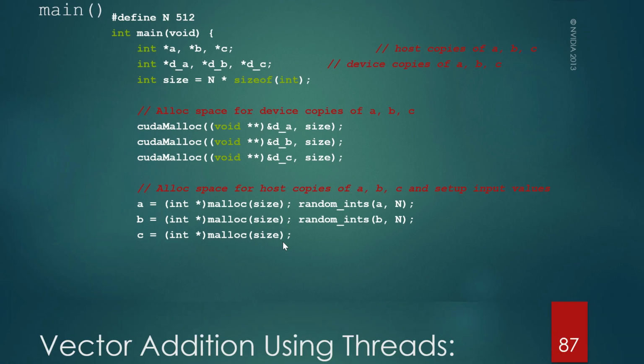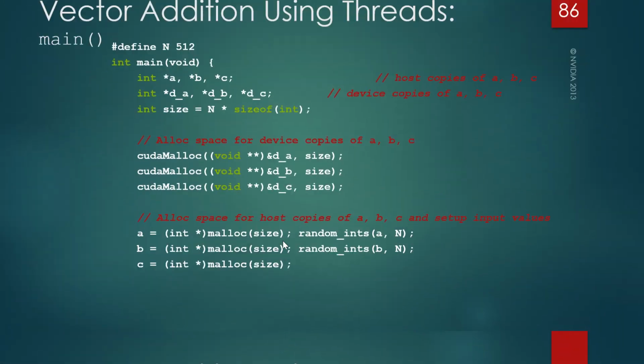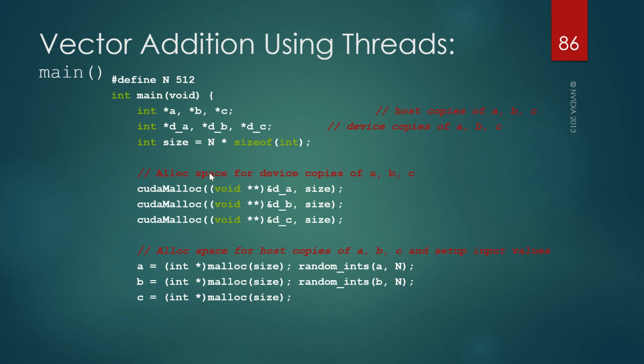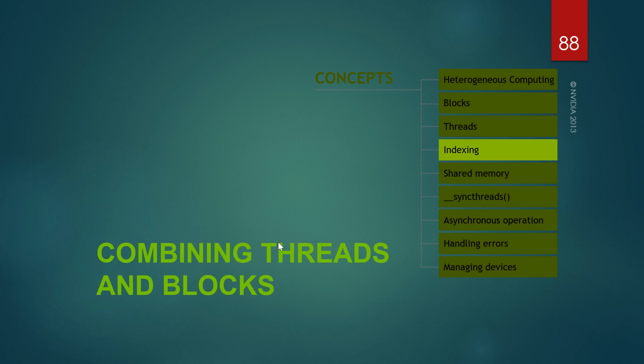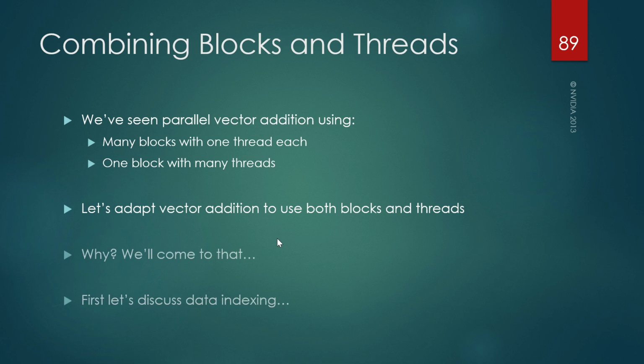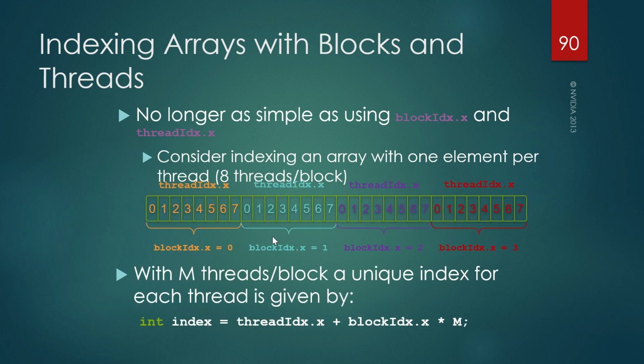So this is just allocating the memory as you typically would, and this calls the kernel and then fetches data back and cleans up. And so this is just a combination of using multiple blocks and multiple threads per block. So this shows you that it's going to have 8 threads per block, and you're going to have 4 blocks.